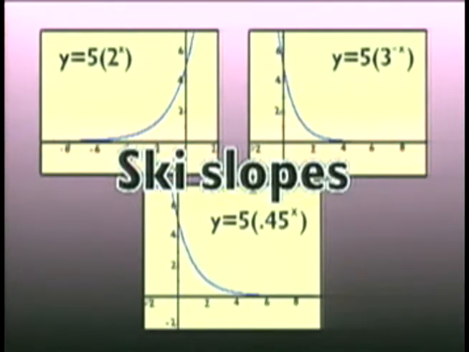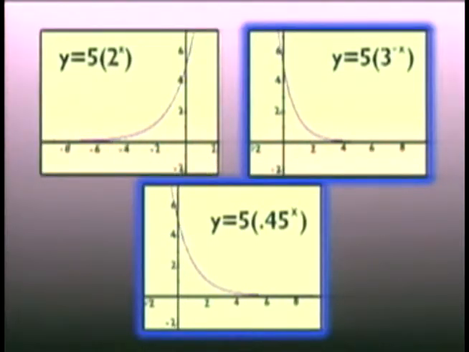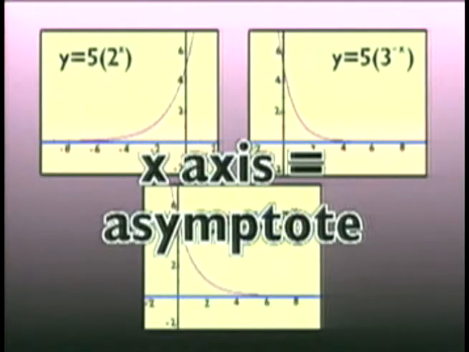Notice also that the graphs all have the general appearance of ski slopes that level off at the bottom. Some of them level off to the left and some level off to the right, but they all level off along the x-axis. In fact, the x-axis is an asymptote for these graphs in the same way that it can be used for an asymptote for a rational function.